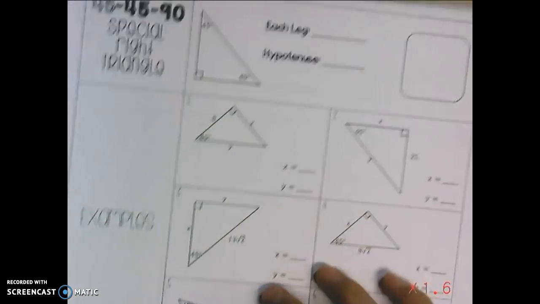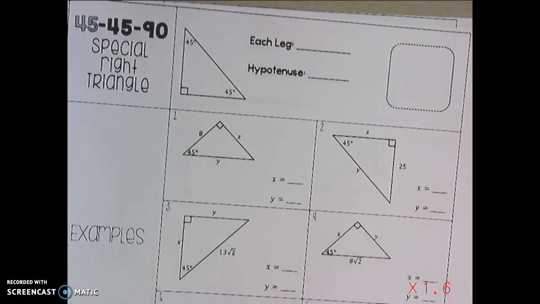Alright, so today we are doing 45, 45, 90 and 30, 60, 90 triangles. We're going to start with 45, 45, 90 special right triangles.